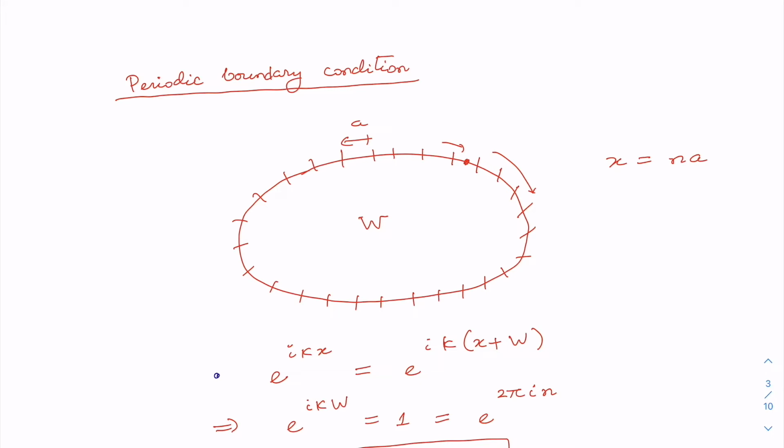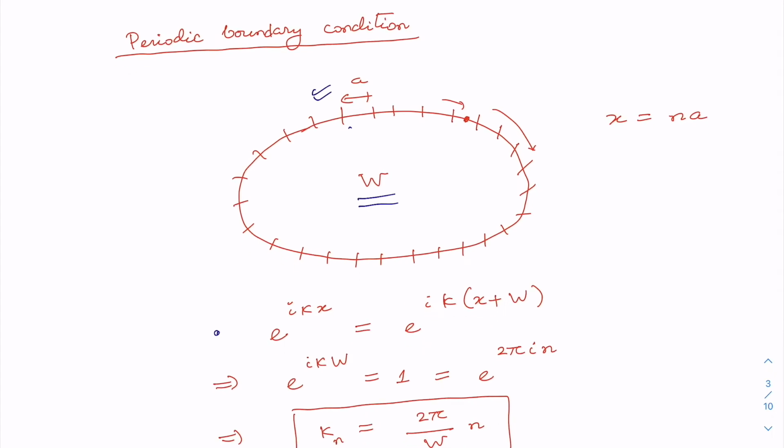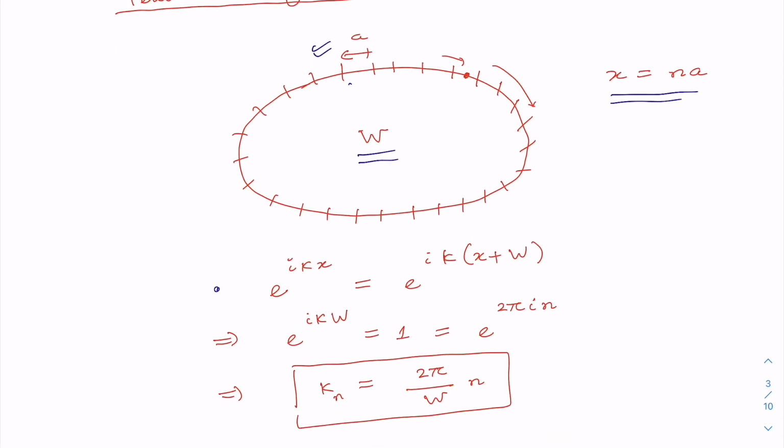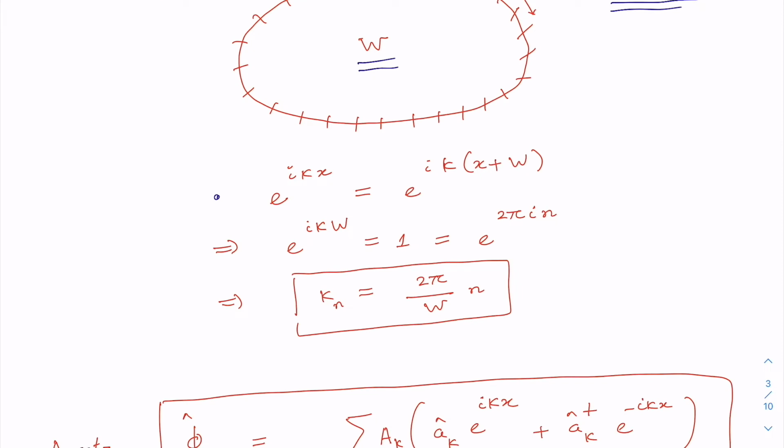So we can imagine the transmission line to be some kind of a ring having, say, circumference W, and we divide this ring into a number of cells, each cell having cell size a. At a particular point x in the transmission line we can find out all the physical parameters. So x is equal to n times a, where n is an integer. As we discussed, the boundary condition results in the wave number getting discretized, and k_n is equal to 2 pi by W times an integer.